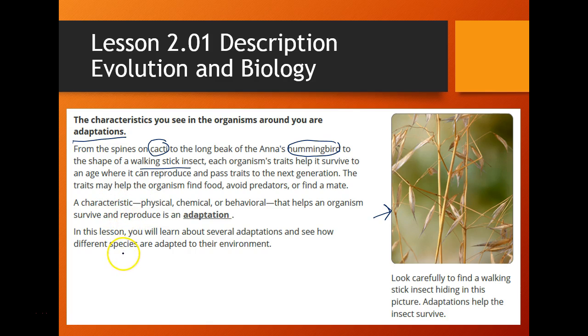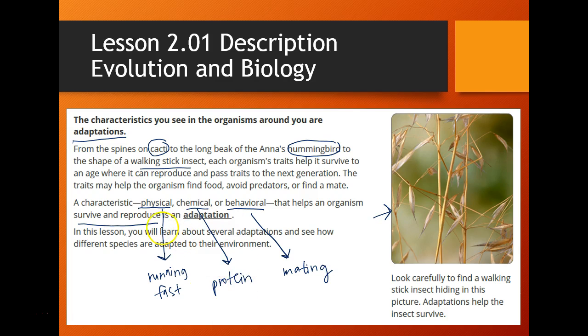One thing that you need to really know is the definition of an adaptation. An adaptation is a characteristic, it can be either physical, chemical, or behavioral, that helps an organism survive and reproduce. So physical would be something like an organism being able to run fast, right? Something chemical might be a special type of protein that they can make in their body that will help them survive. And something behavioral will be maybe something like mating.